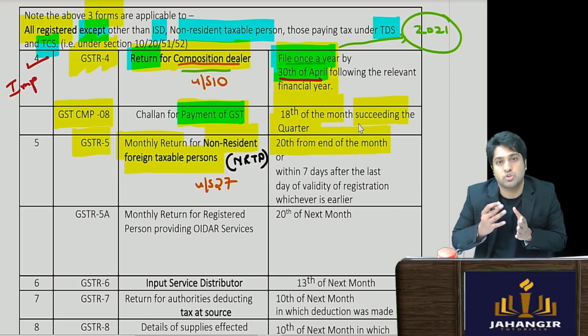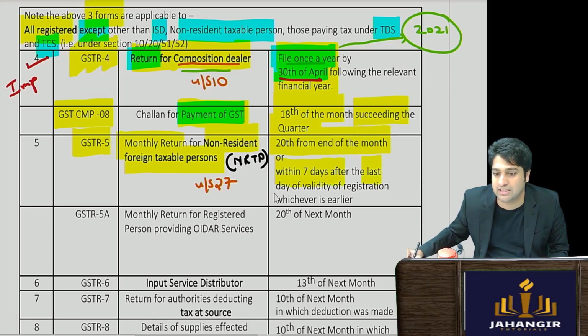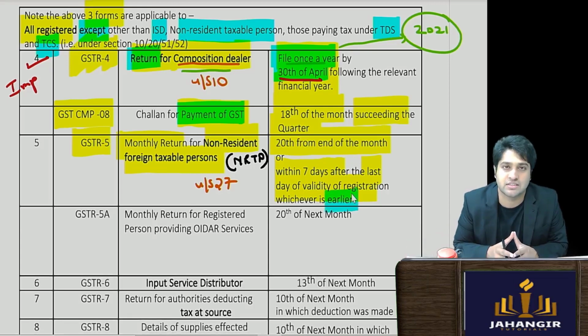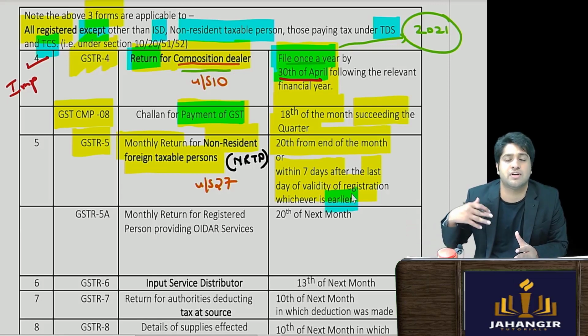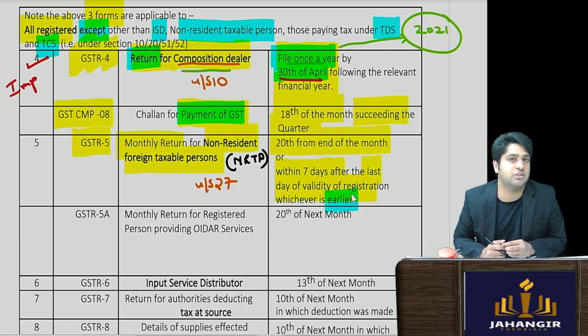Only 3 days. So then, or within 7 days after the last date of the validity of the registration, whichever is earlier. So let's say I've just come in for 3 days, my registration certificate is not even for a month, it is only for 3 days. So within 7 days from the last day of the validity of the registration certificate, whichever is earlier.